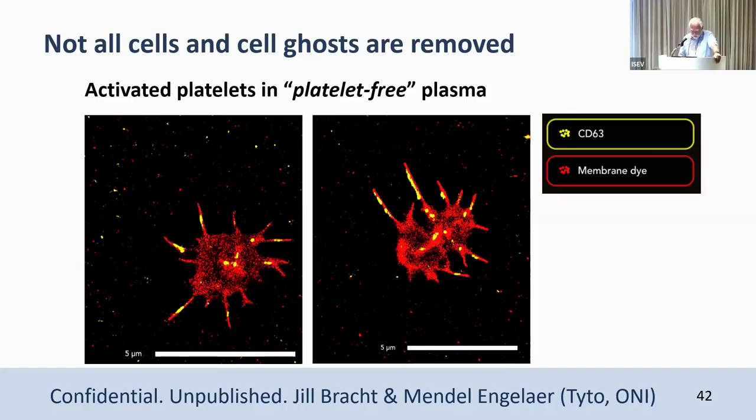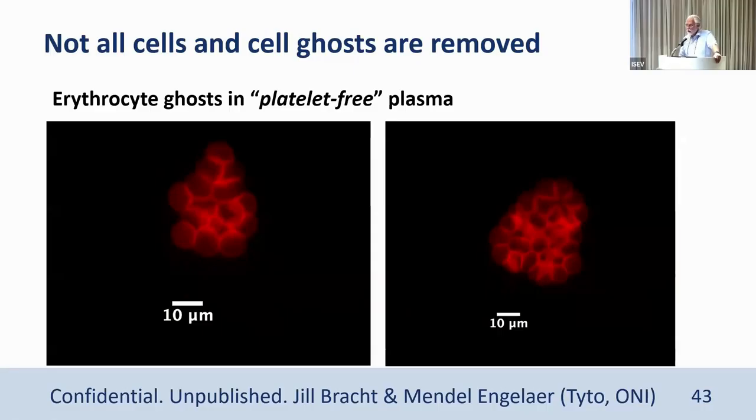These are data from Jill Bracht and Mendel Engelaar. But we also see red blood cell ghosts there. And keep in mind, you cannot easily separate these from your vesicles when you do a downstream analysis. So when you are looking at the vesicles, these will also be present, and they are much larger than the vesicles you're looking at. So they're elephants in your population of mice. It's a big confounder, even though you have only a few.